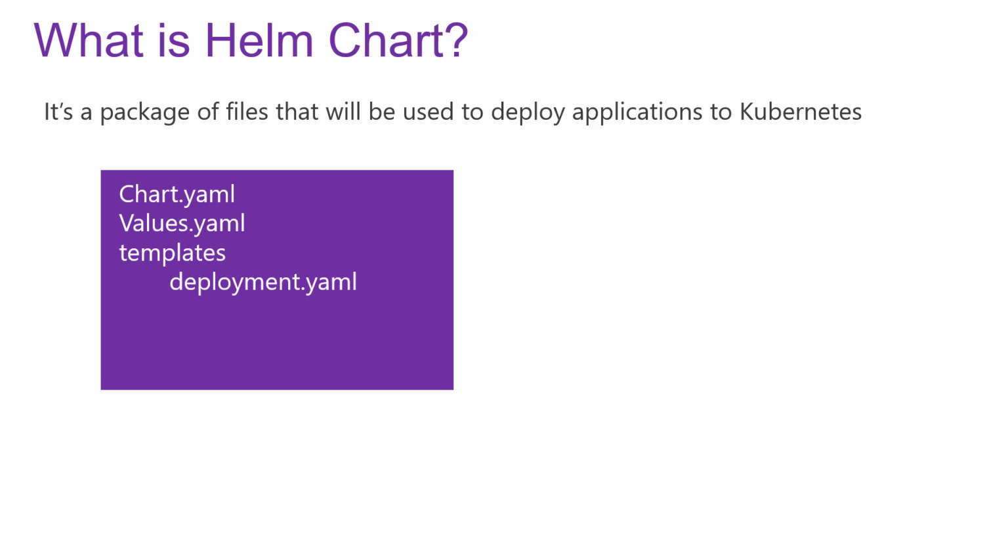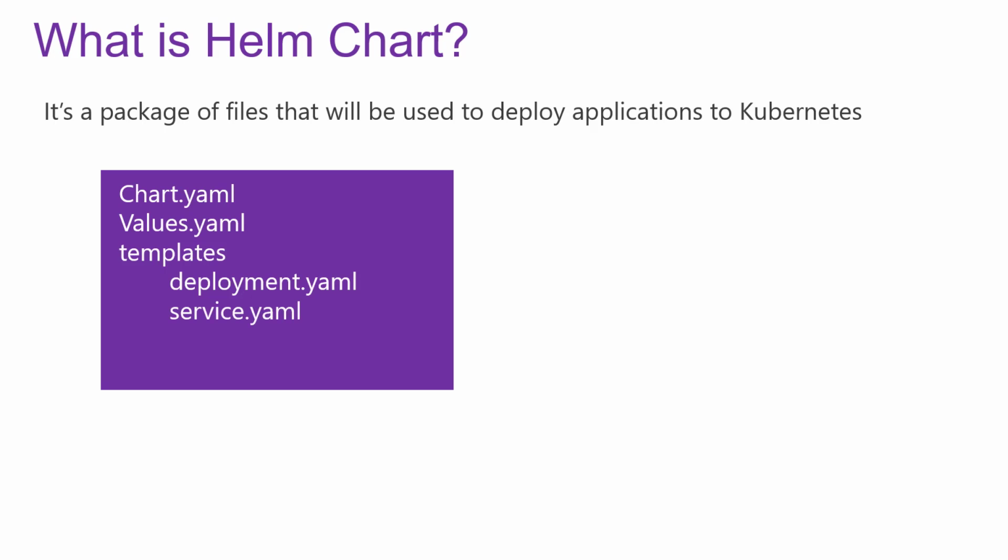And inside this templates, I have the deployment YAML. This is the normal deployment that we use to deploy deployments or services to Kubernetes. But in this case, we don't have the value directly in the file. We just have a variable, and this variable will have the value inside the values.yaml in the chart.